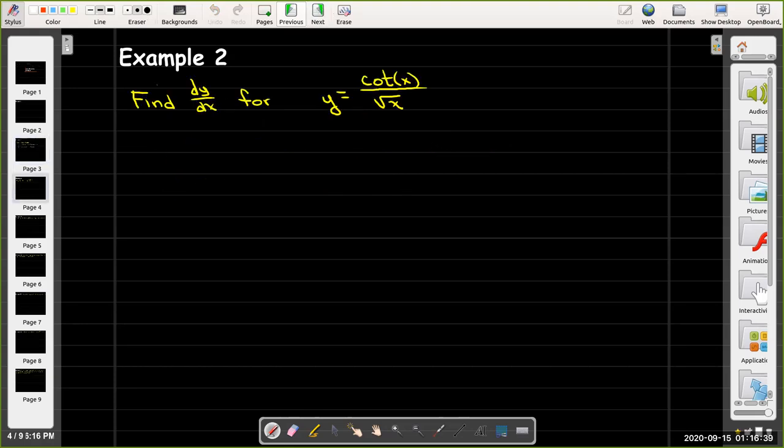In our second example, we have y equals cotangent of x over radical x. And so I'm going to rewrite radical x as x to the power of 1/2, so I can use the power rule. And now I'll have to use the quotient rule to find y prime. So I'll start with the derivative of the top. The derivative of cotangent will be minus cosecant squared x times just the bottom.